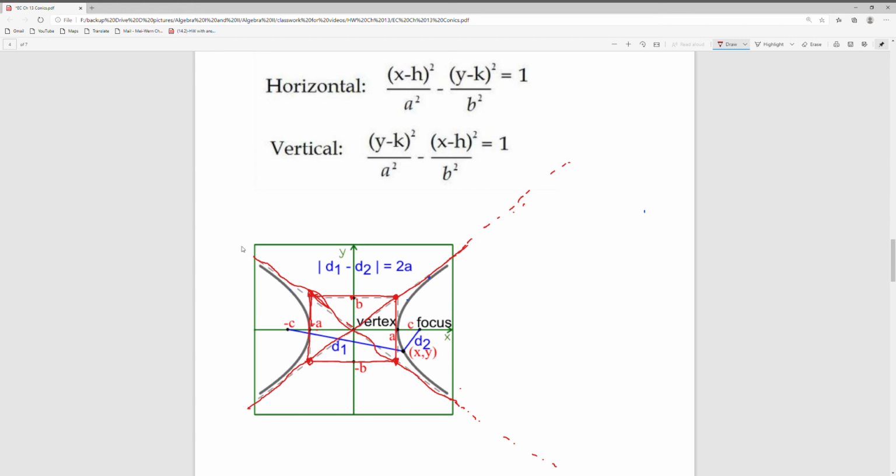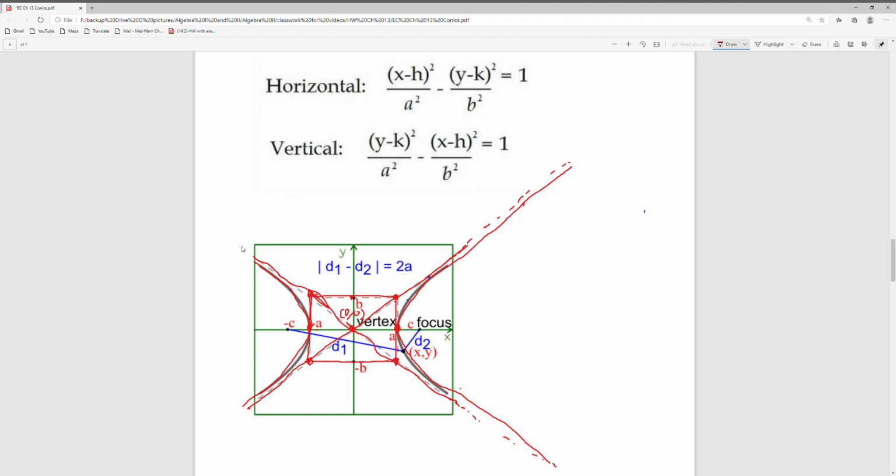Our graph always starts not from C. Our graph starts from A, and then curves up, following the asymptote. Curve down, follow the asymptote. Same thing, start from negative A, curve up, follow the asymptote. Curve down, follow the asymptote. Then it's done. Then how about if our center is not 0, 0?